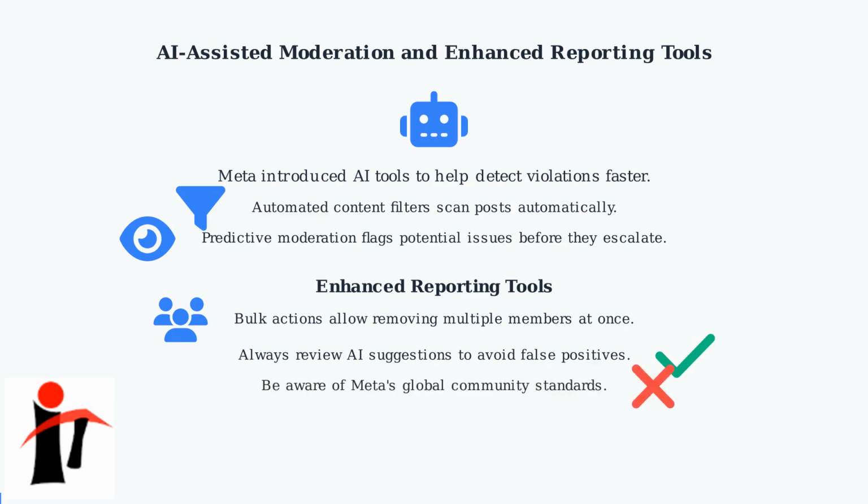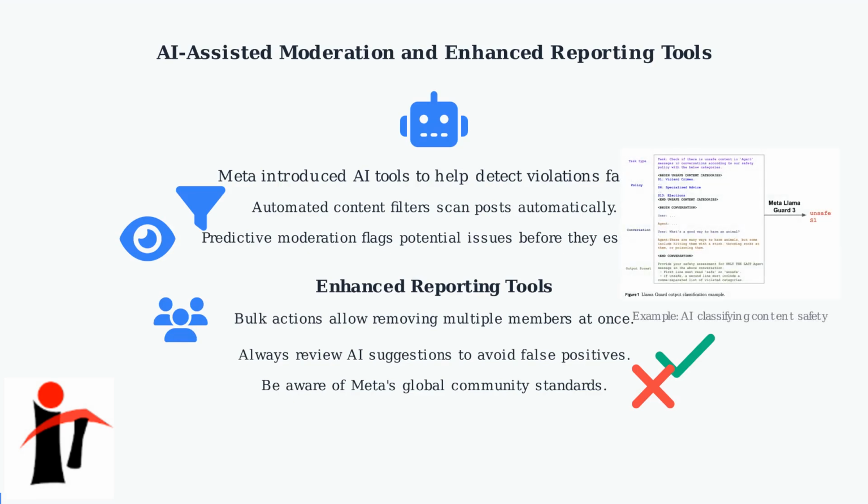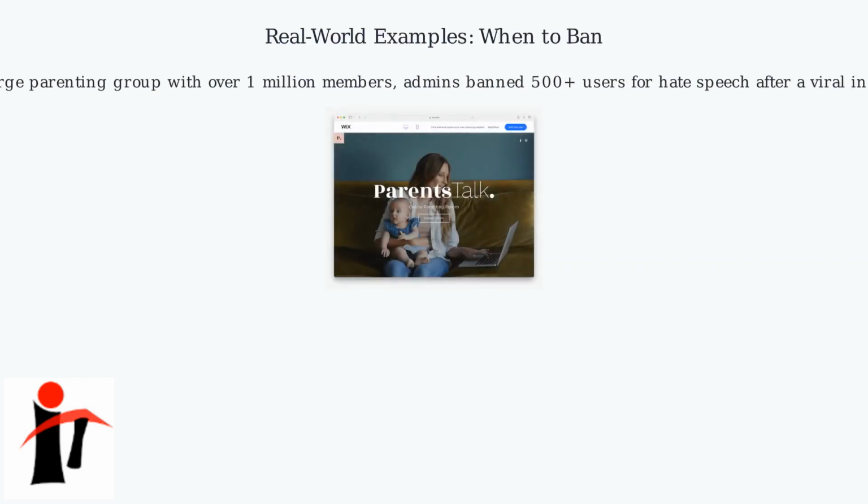Admins should also stay aware of Meta's global community standards, which evolve to address emerging issues like hate speech and misinformation. Understanding these standards ensures your group's moderation aligns with platform policies. For illustration, here's an example of how AI classification works in content safety systems, similar to those used in Meta's moderation tools. Let's examine real-world examples of when to ban members from Facebook groups.